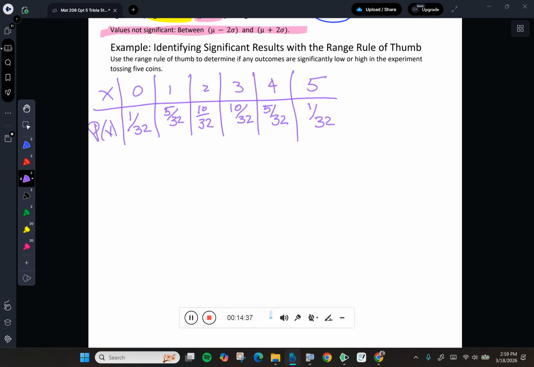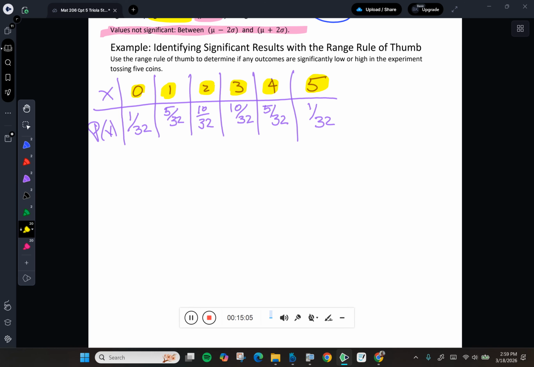Okay, so welcome back. That was quick. I set up our probability distribution when I'm tossing 5 coins. There are 32 different possible ways for the coins to land. If the random variable is going to count heads, then my possible outcomes are no heads, 1 out of 5 heads, 2 out of 5 heads, 3 out of 5 heads, 4 out of 5 heads, or all 5 coins land on heads.